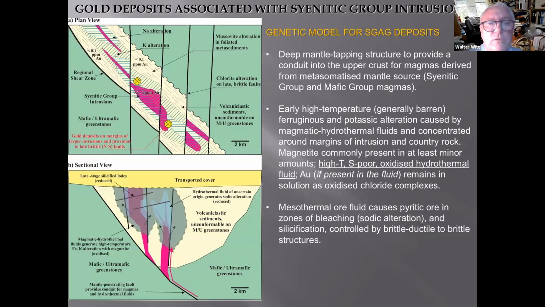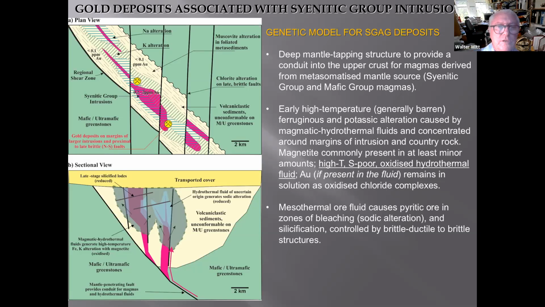So here's a general non-genetic model for SGEG deposits, based largely on my experience at Carosue Dam. The top graphic is a plan view emphasizing the north-south faults, the central core of syenitic intrusions, and their aureoles of high temperature, ferruginous, and potassic alteration, outboard of which we find muscovite alteration.